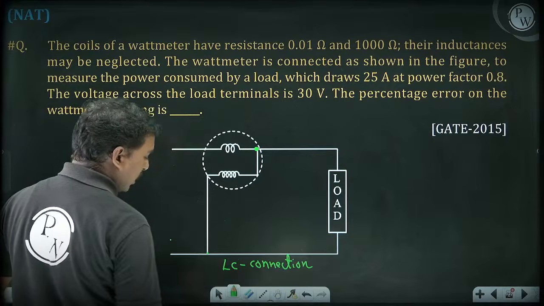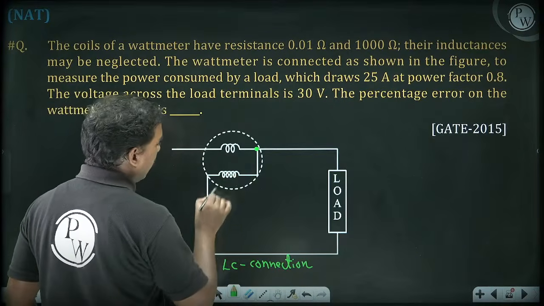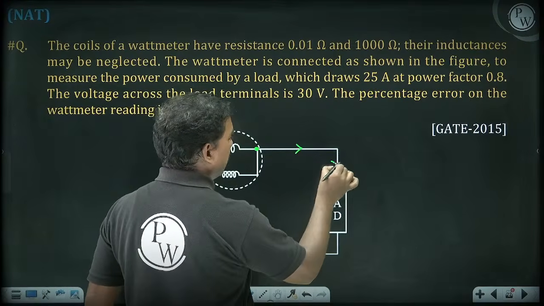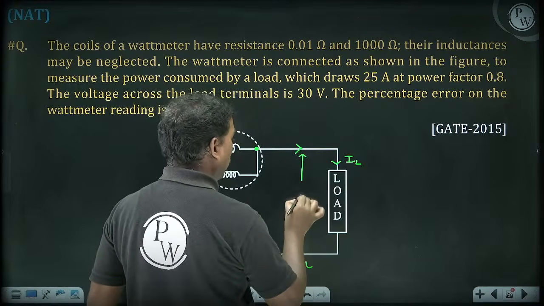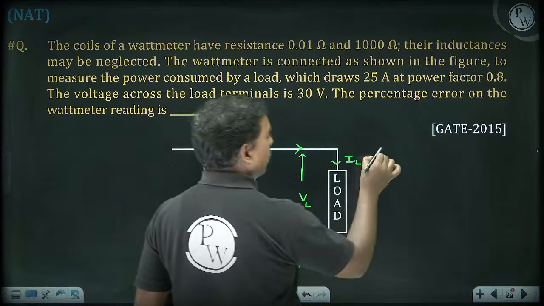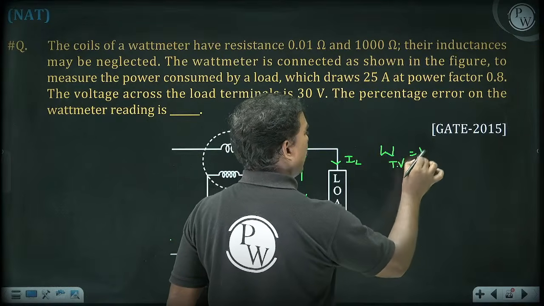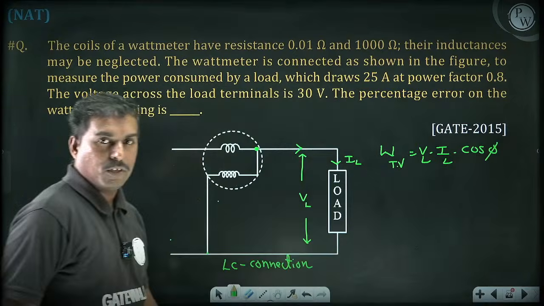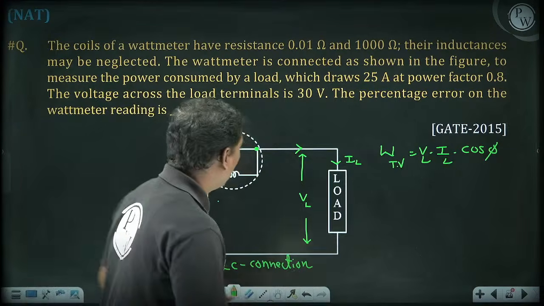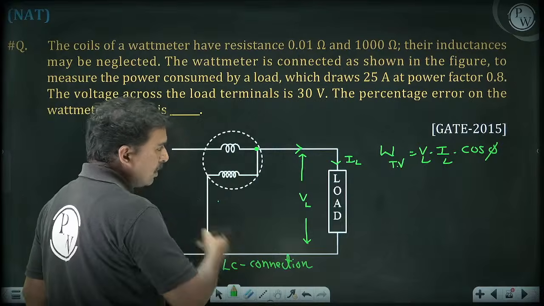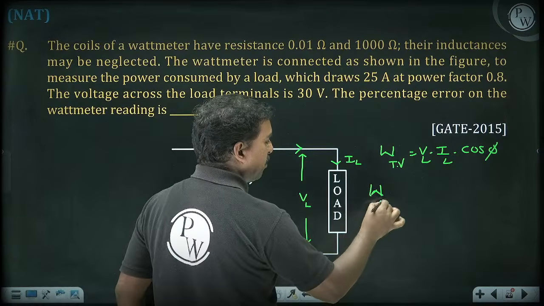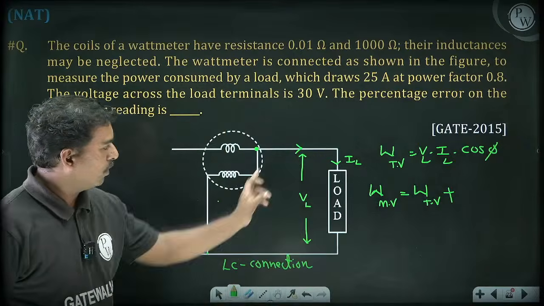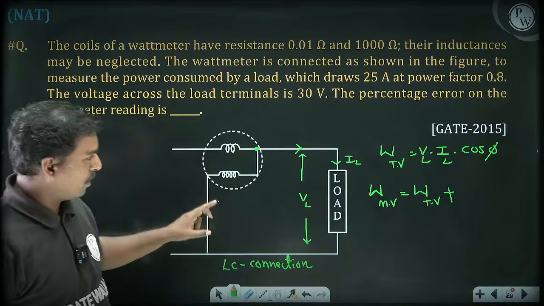In LC connection, this is the pressure coil. So this is the true value: the current passing through the load, and the voltage across the load. So the true value is VL IL cos phi. But the measurement value, what happens? In addition to this true value, this pressure coil is also connected now. So the measurement value is the true value plus this particular pressure coil power.